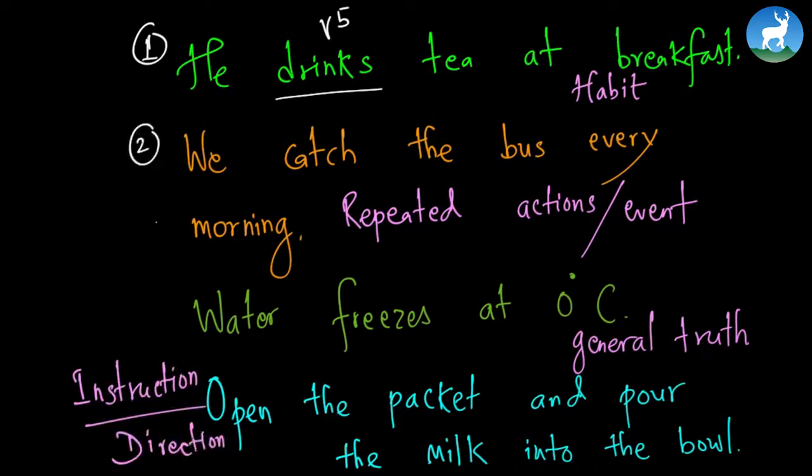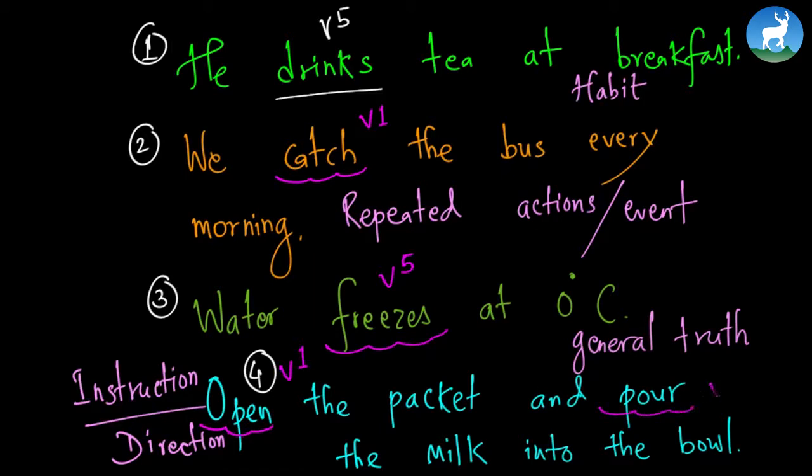So these were the 4 different examples. Now if you look at the verb form, we have a V1 in the second example, a V5 in the third example, and open is a V1 again, and pour is again a V1. So these are some of the examples of the uses of simple present tense. Let's go and study a couple more examples.